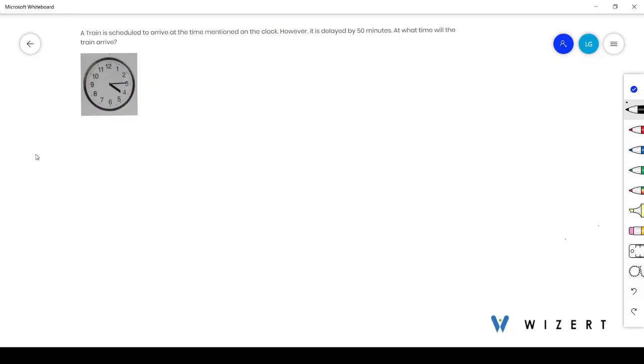Our question is, a train is scheduled to arrive at the time mentioned on a clock. However, it is delayed by 50 minutes. At what time will the train arrive?